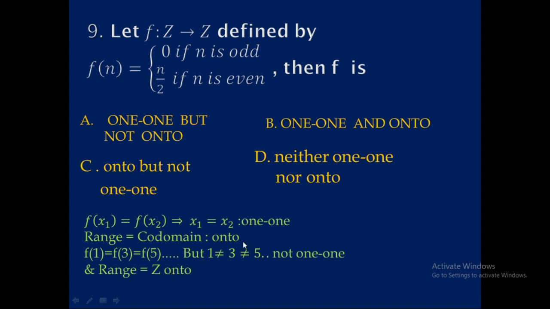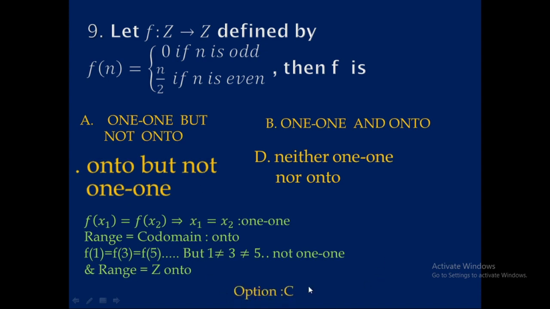Therefore you say that the function is not one-one but the given function is onto. Therefore the correct option is option C, onto but not one-one. Therefore option C is the right option. The next example.